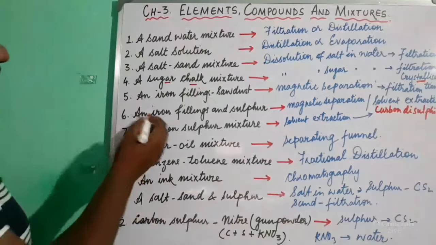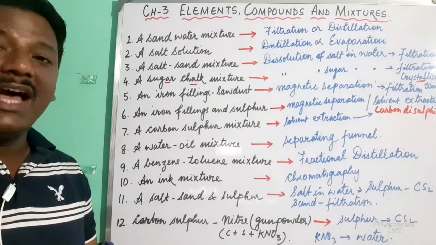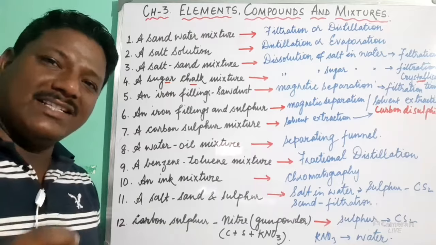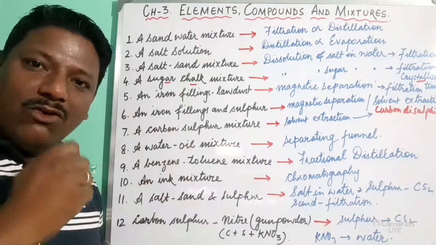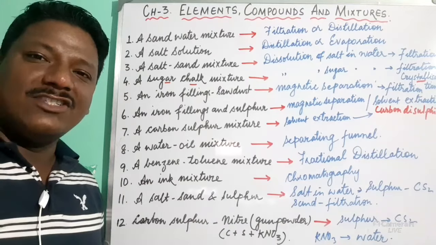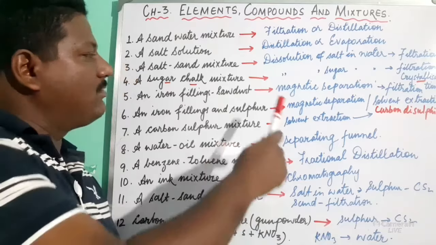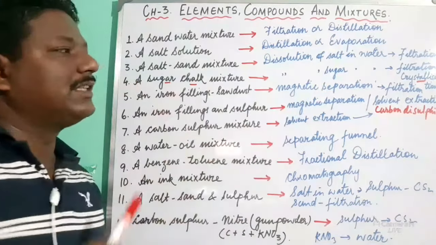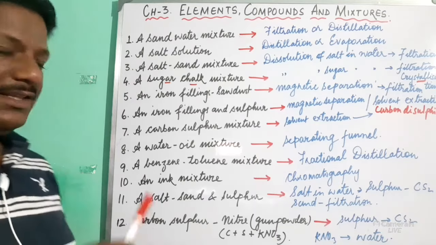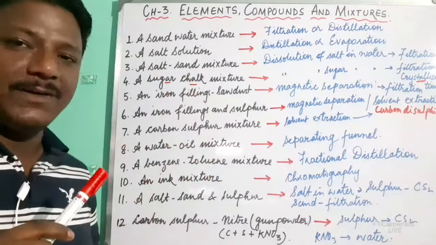Okay, then we have iron filings and sawdust. Iron filings and sawdust is very simple. Iron is a magnetic substance. You can use the magnet over the mixture, then all the iron will be attracted toward the magnet. So in this way you can separate. So which method will we use? We will use magnetic separation.